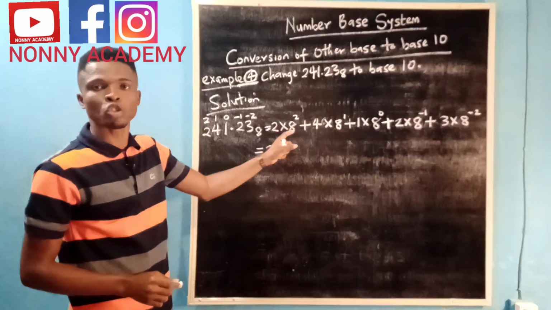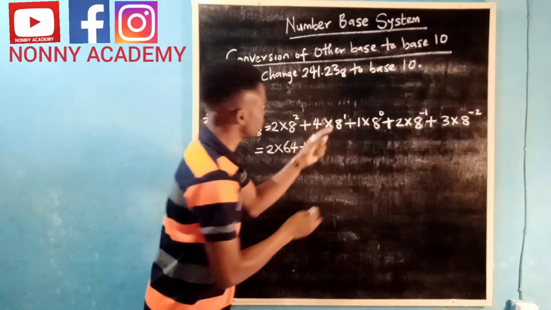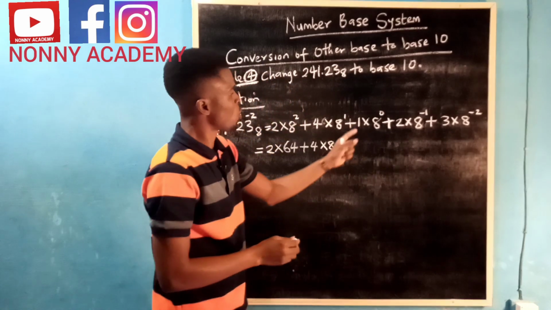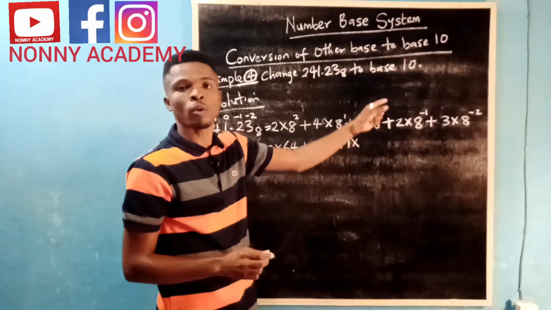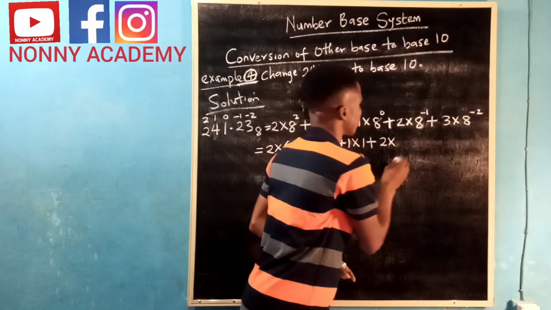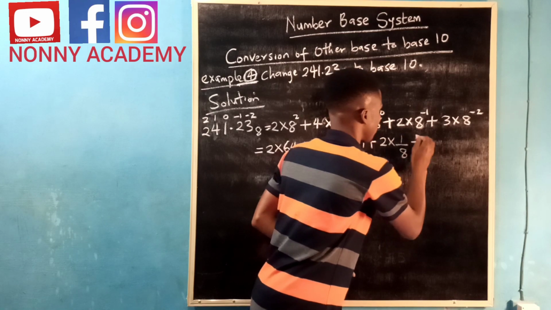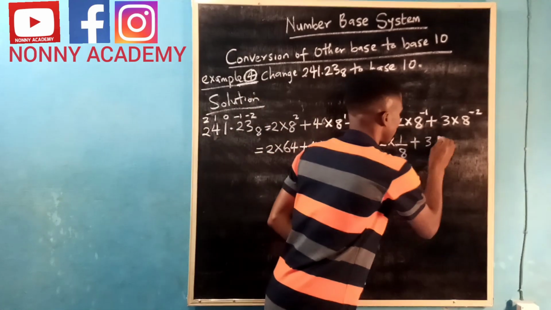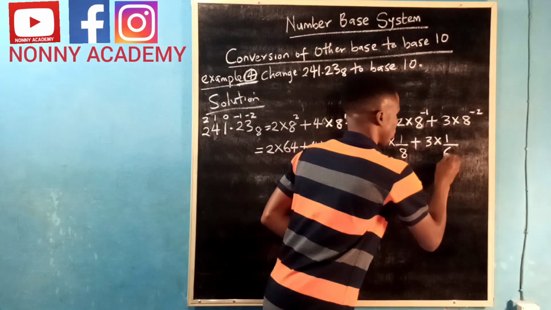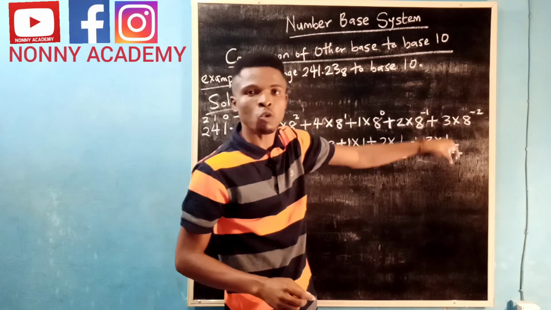Equal to 2 times 8 raised to power 2 is 8 times 8, which is 64. Plus 4 times 8 raised to power 1 is 8. Plus 1 times 8 raised to power 0 is 1. Plus 2 times 8 raised to power minus 1 is 1 over 8. Plus 3 times 8 raised to power minus 2 is 1 over 64. Because 8 raised to power 2 is 64, but because of the negative power, I have 1 over 64.